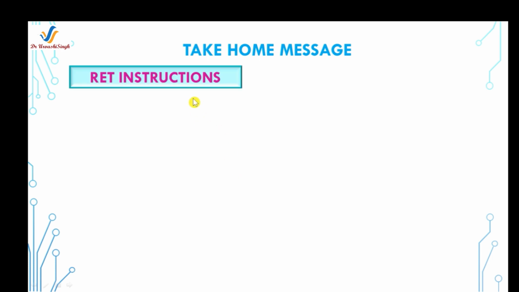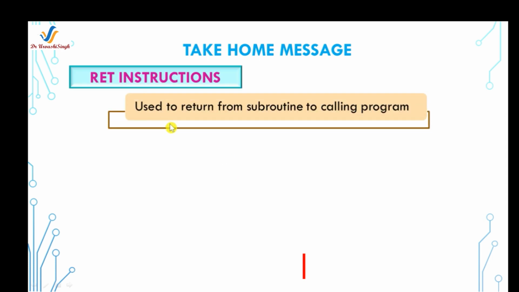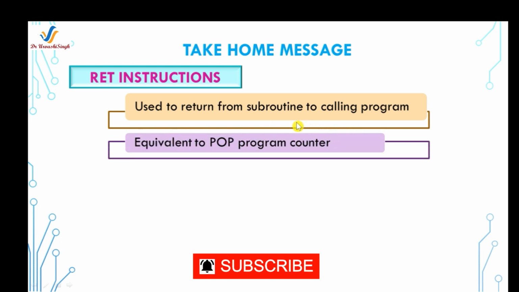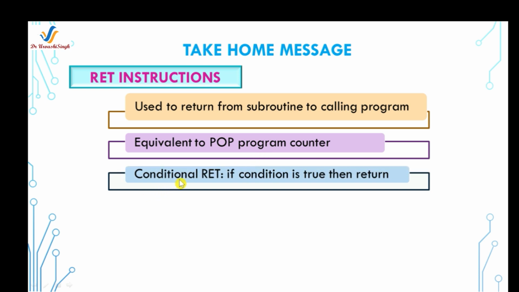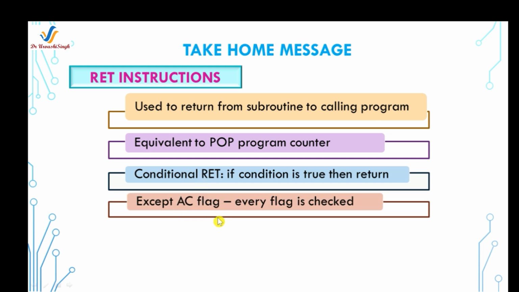Next is return instructions. Return instructions are used to return back from the subroutine to the calling program. And what is the process? It is equivalent to popping the program counter value from the stack and then going back into the main program and executing the next instruction. It is also of two types, conditional and unconditional. Except the auxiliary carry flag, every flag will be checked whether to return or not. If the condition is true, then it will return back to the main program, otherwise not.